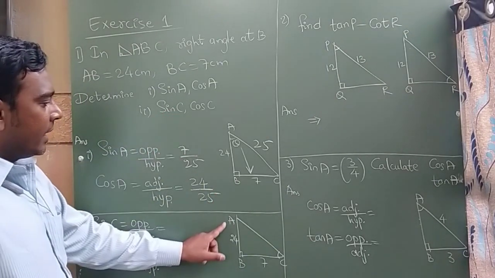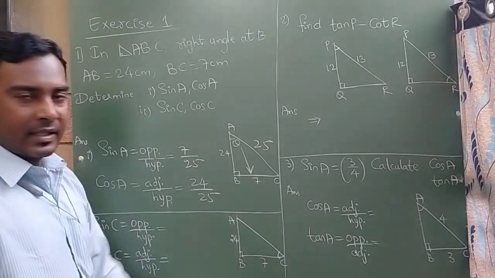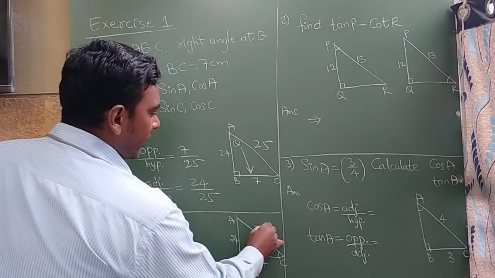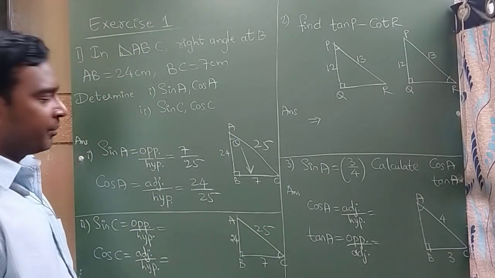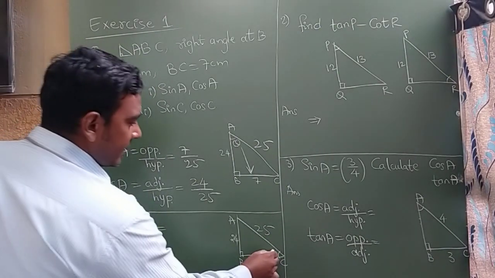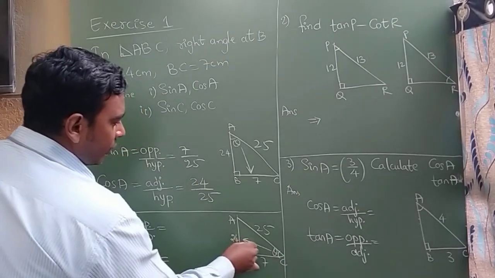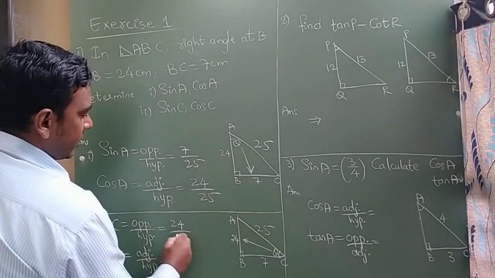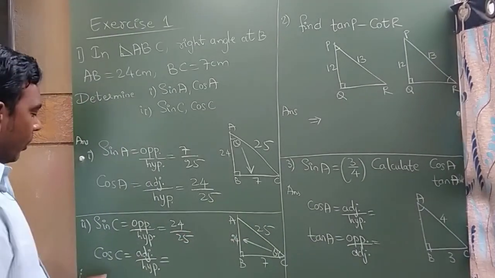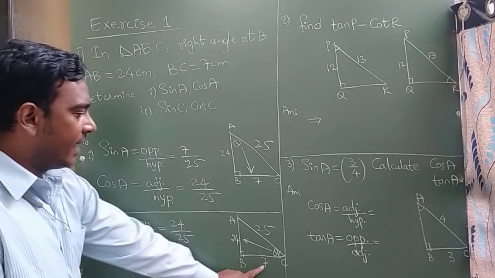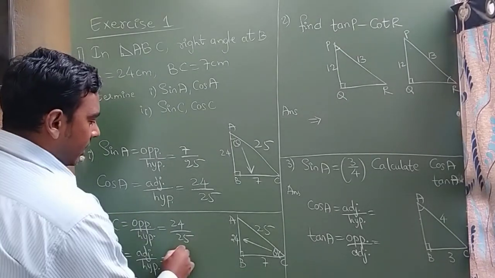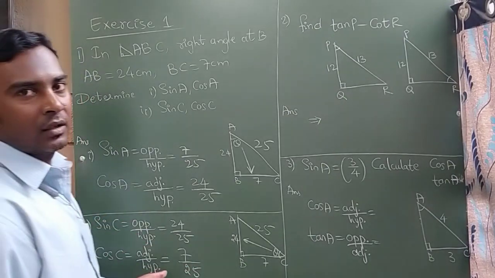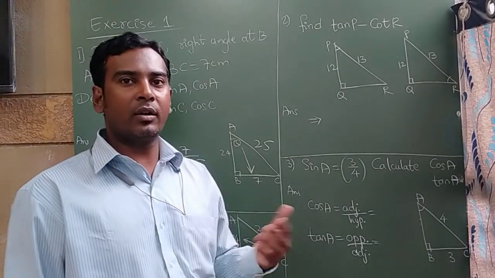Now the second one is ABC, 24 and 7 I have written. So as per the Pythagorean triplet I have told you, this hypotenuse will become 25. Sin C, it means the angle is at C, so this will become opposite. So the opposite side is 24 and the hypotenuse is 25. Now cos C, adjacent upon hypotenuse. So the adjacent side will become 7 and the hypotenuse will become 25. This completes your first answer. Don't you think it is easy by using Pythagorean triplets?